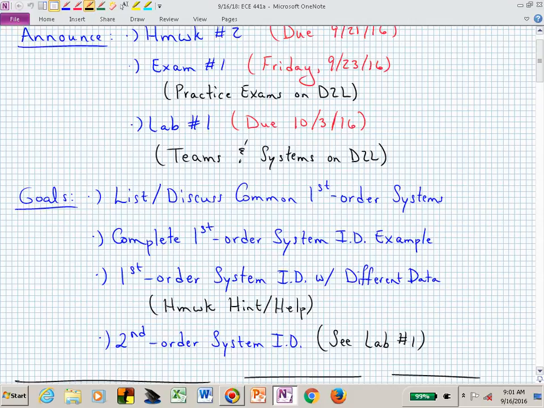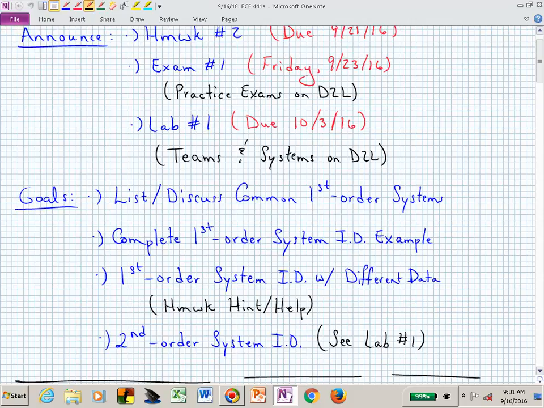Today what I want to do is finish up first order systems. I will list or discuss some common first order systems just to get you aware of where these might arise. Then we will return to what we had started last time and complete our first order system identification example. Then we'll do it with a little bit different data, under a little bit different circumstances, and examine how we might identify a first order system, and that actually is connected with one of your homework problems.